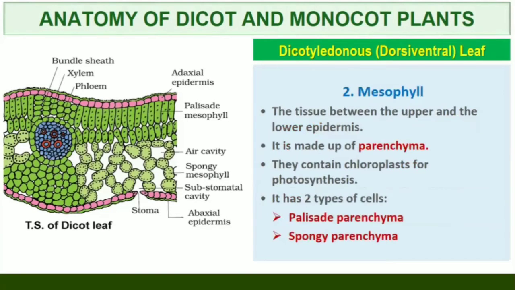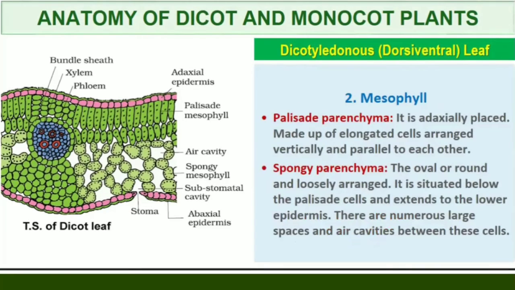The tissue between the upper and the lower epidermis is called the mesophyll. Mesophyll, which possesses chloroplasts and carries out photosynthesis, is made up of parenchyma. It has 2 types of cells, the palisade parenchyma and the spongy parenchyma. The adaxially placed palisade parenchyma is made up of elongated cells, which are arranged vertically and parallel to each other. The oval or round and loosely arranged spongy parenchyma is situated below the palisade cells and extends to the lower epidermis. There are numerous large spaces and air cavities between these cells.